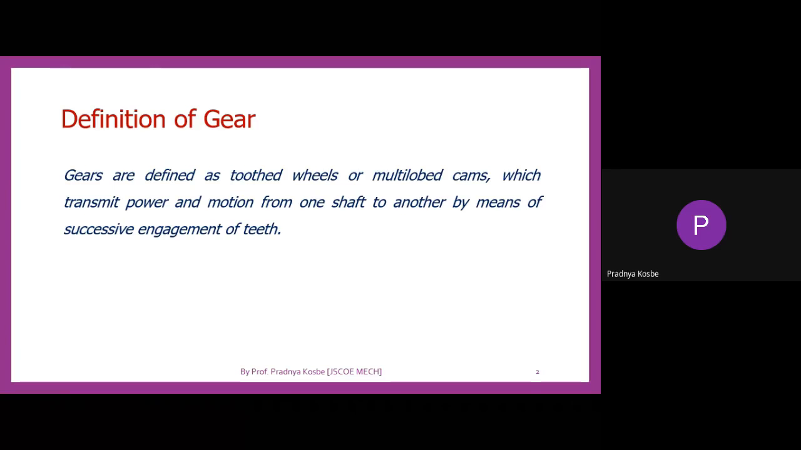If we consider friction discs which are sliding over each other, this concept you have learned in Theory of Machines 2. In that case, if two friction discs are rotating over each other, they will transmit motion as well as power from one disc to another disc.